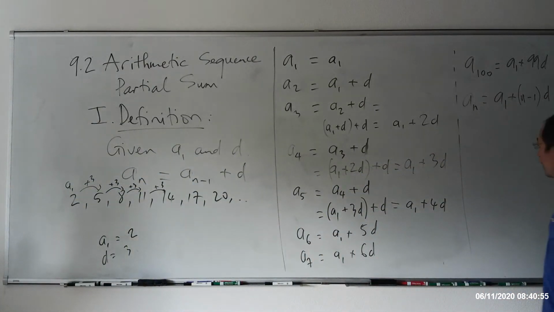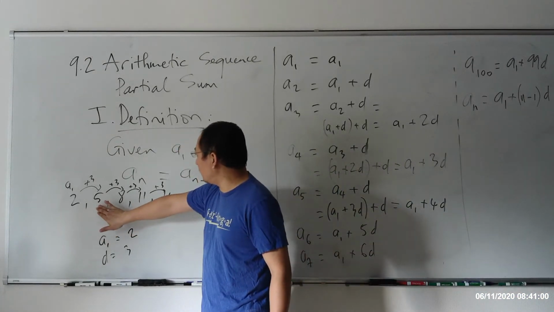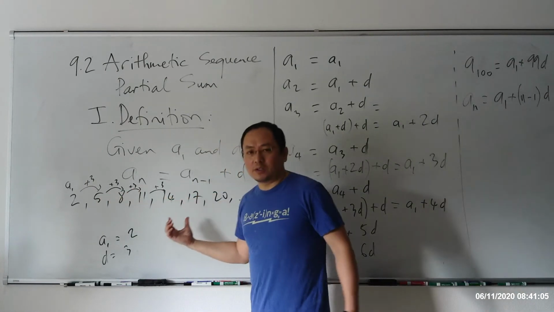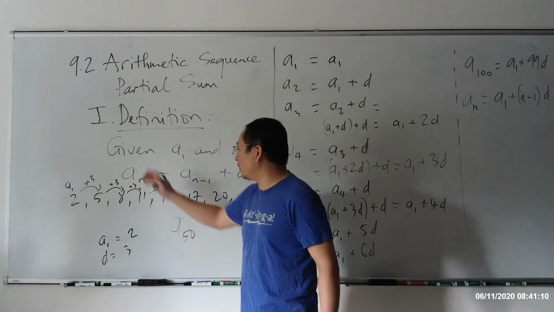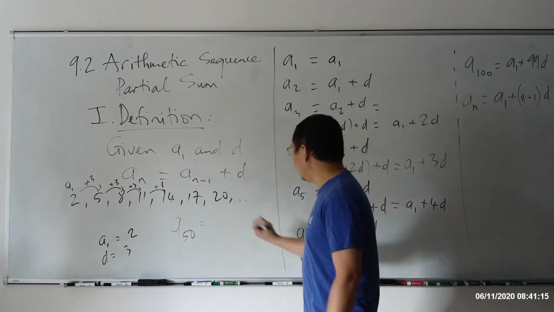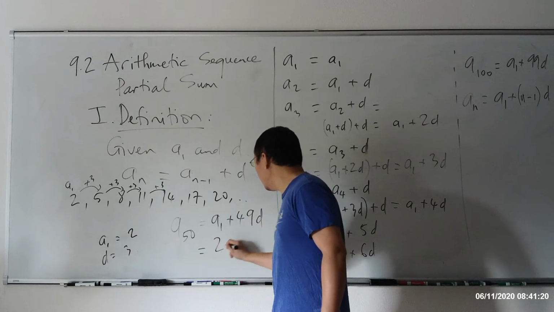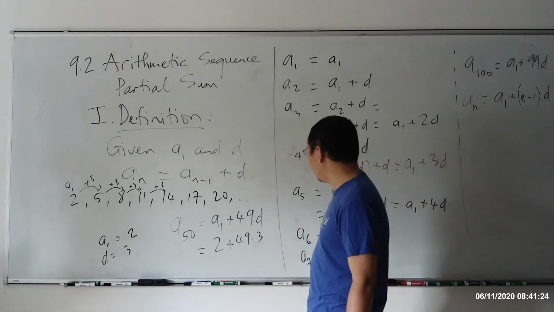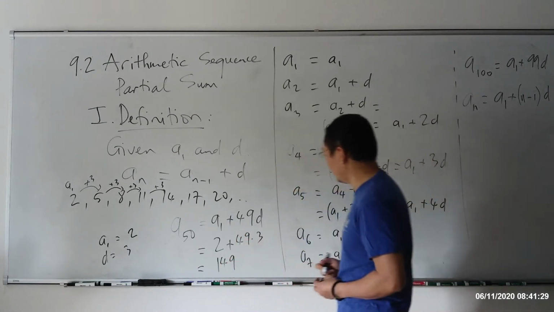Okay, so we have the general formula. Here, A1 is 2, A2 is 5, A3 is 8, A4 is 11, so forth and so on. You don't have to calculate step by step to get, say, A50. We don't have to go from A1 all the way to A49 to get to A50. We can use the formula: A1 plus 49D, which is 2 plus 49 times 3. So this is 50 times 3 is 150, minus 1 is 149.